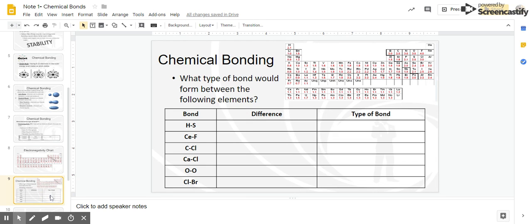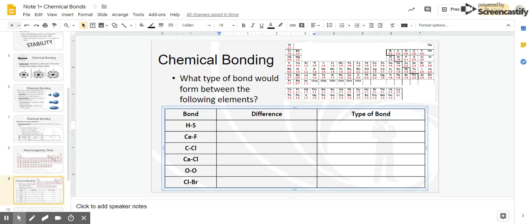So let's try using it. Let's figure out what kind of bond will form between a hydrogen and a sulfur atom. We find hydrogen, we find sulfur on our little chart. We get 2.5 for sulfur, and we're going to subtract hydrogen, which is 2.1, and we get a difference of 0.4. It doesn't matter what order you write them in; it's always the highest value minus the smaller value. You always want to get a positive number out. So this one makes it nonpolar covalent.